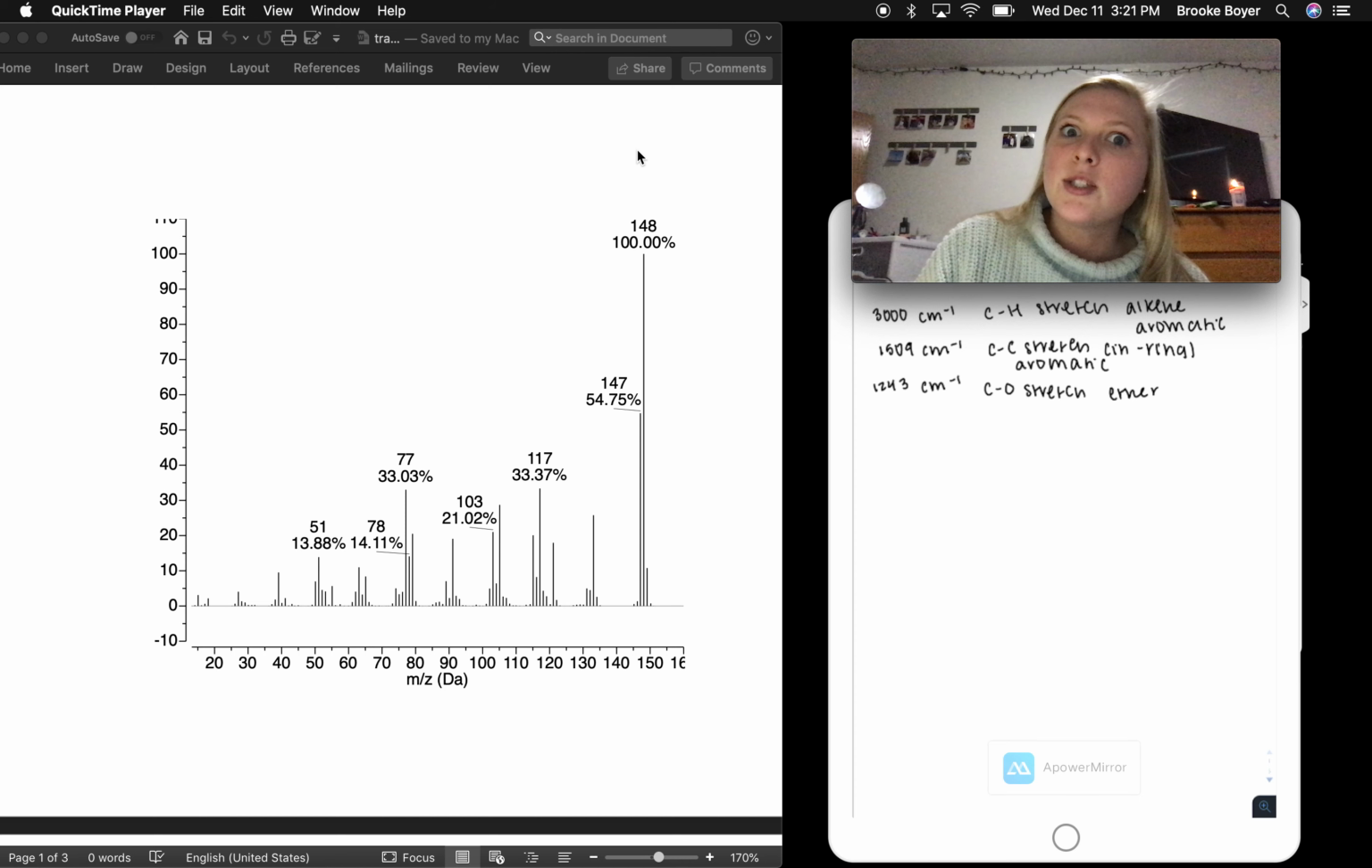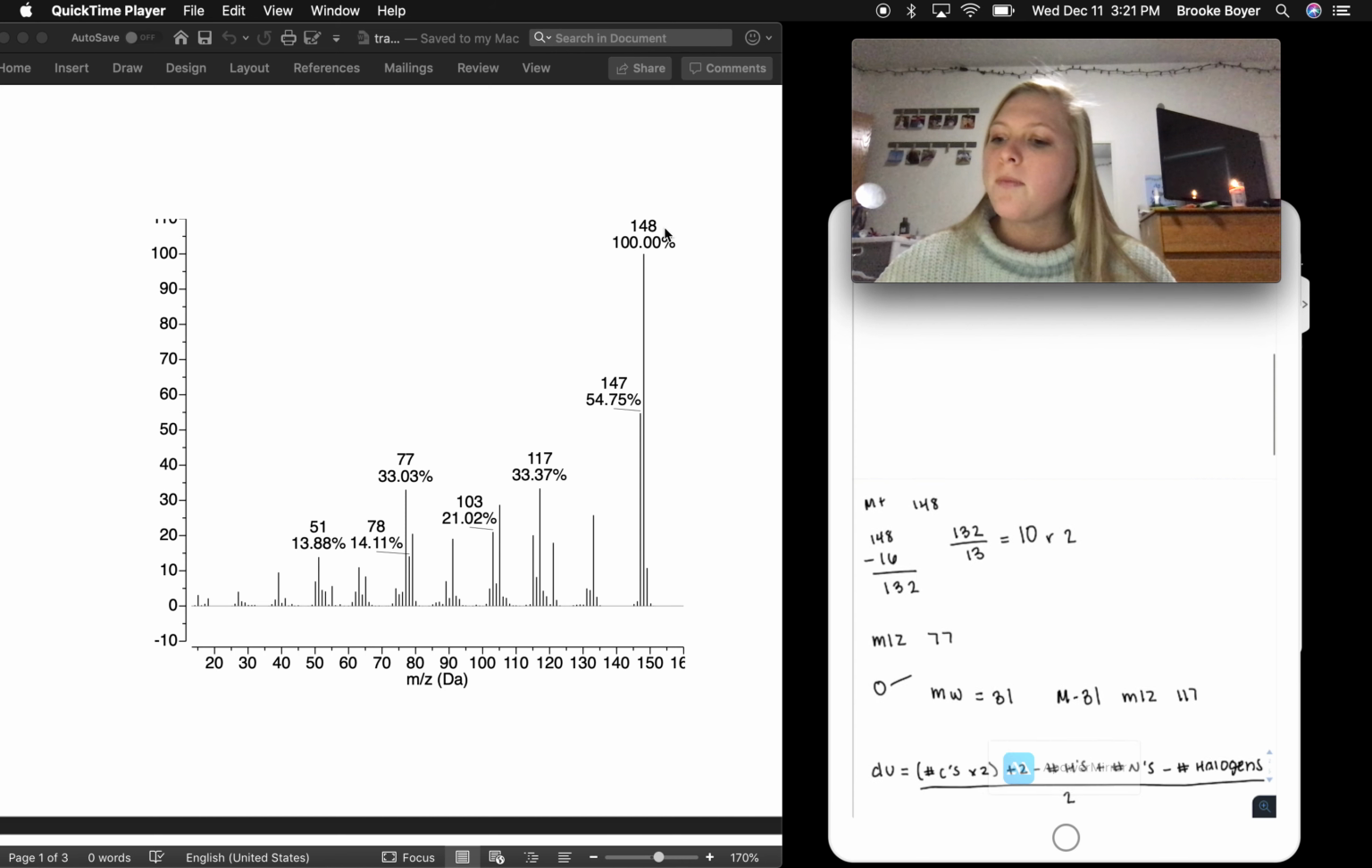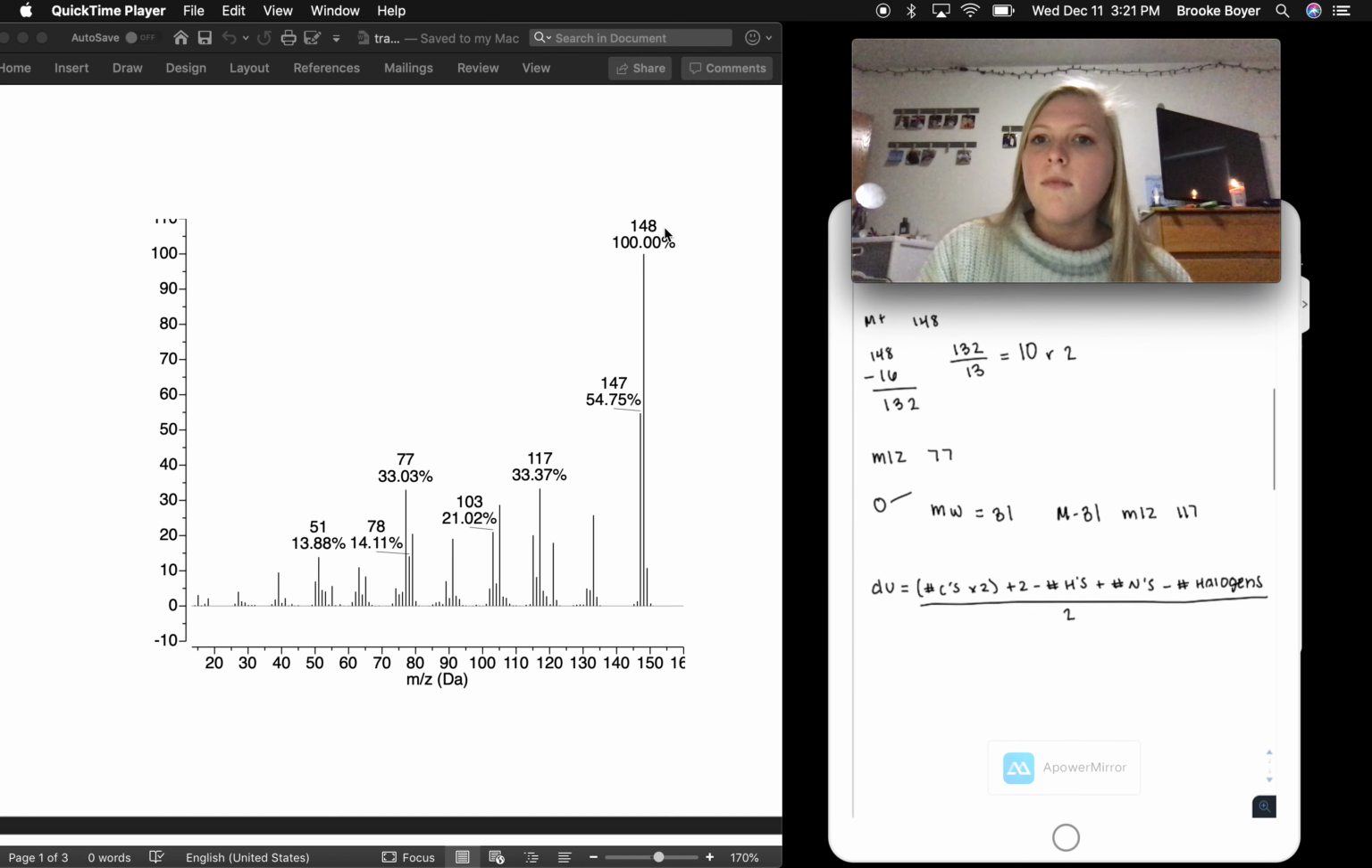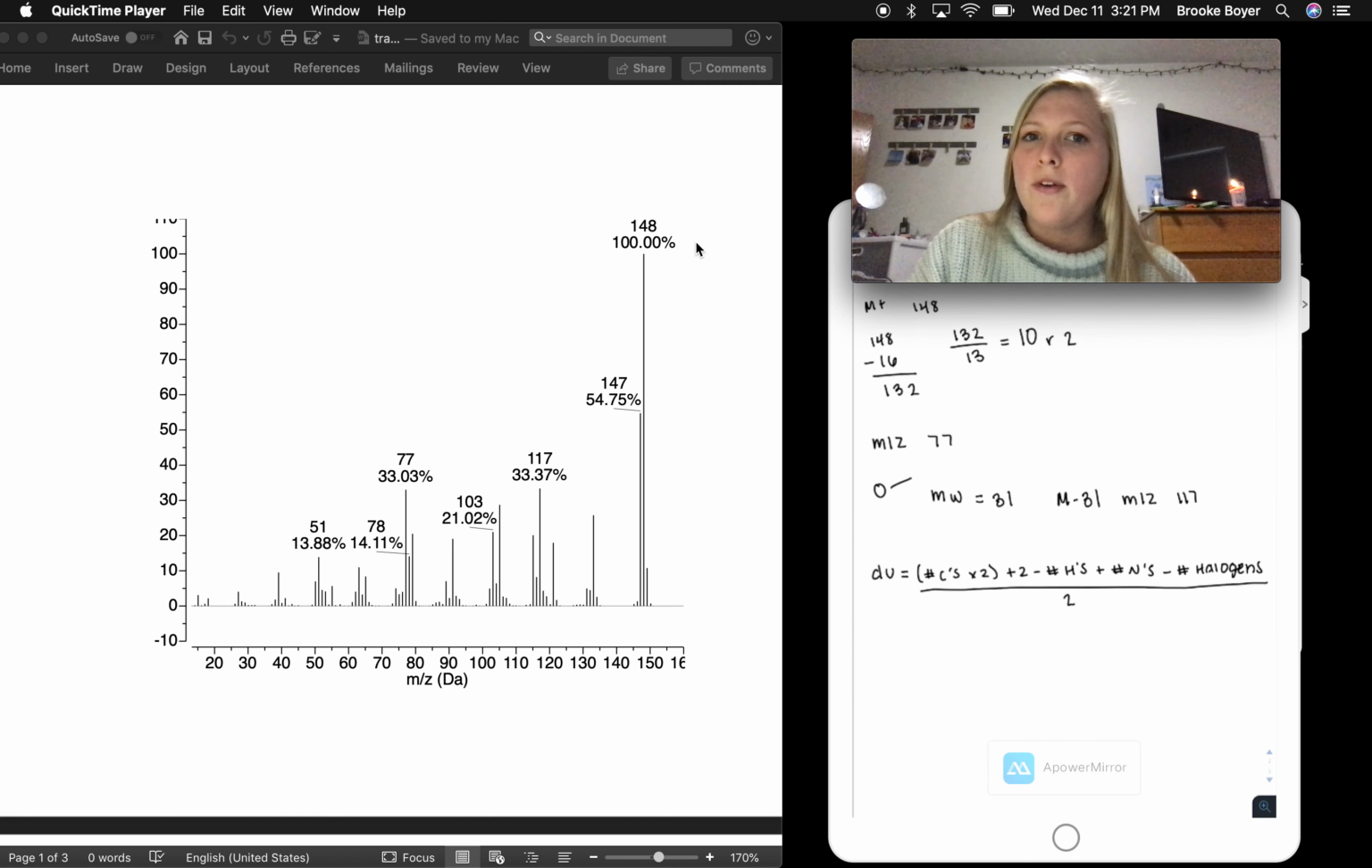So lucky for us, we do have an M plus peak, so this is going to tell us that the molecular weight of our compound is 148. So we know that we have an oxygen from the IR, so what we did over here is we're going to use the rule of 13.